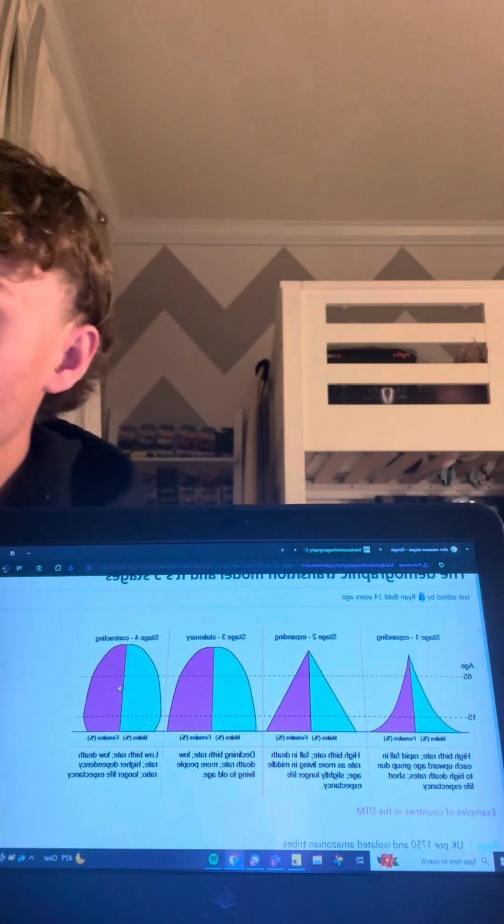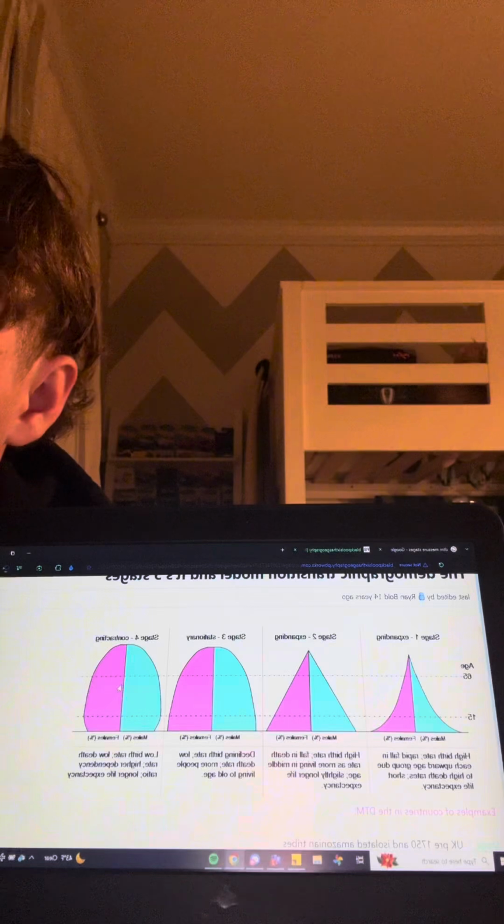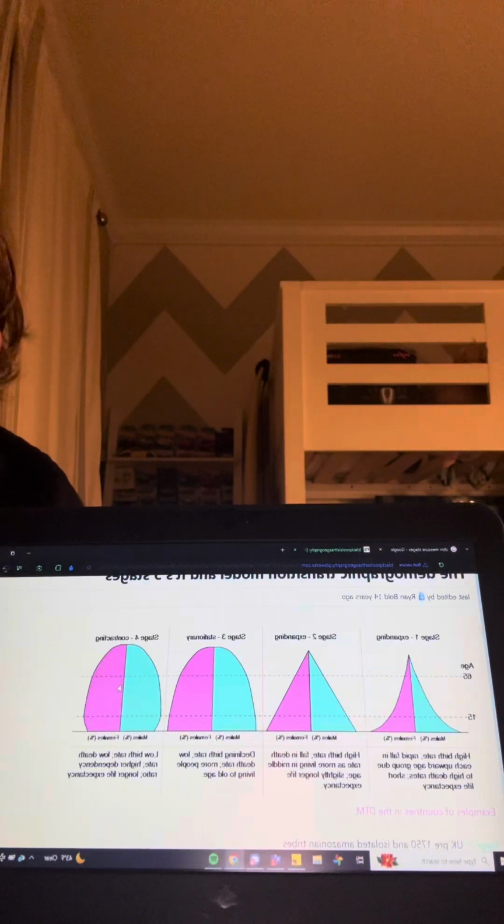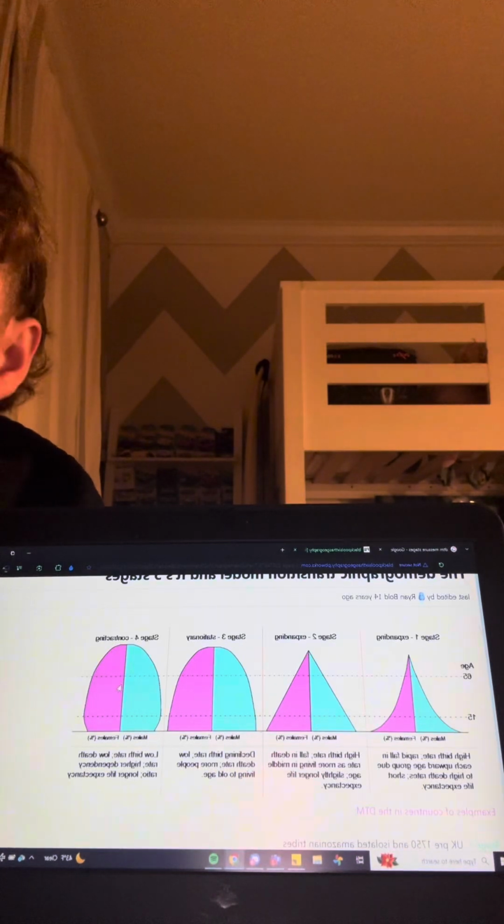The first stage is stage 1, which has high birth rates and death rates and limited development. The second one is expanding, which has low death rates and high birth rates. Stage 3 is stationary, where births decline and the population grows and has advanced development. And stage 4 is contracting, which has low births and low death rates, high development, and a stable population.